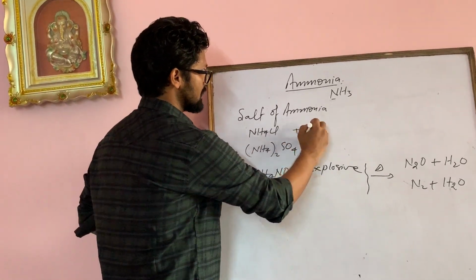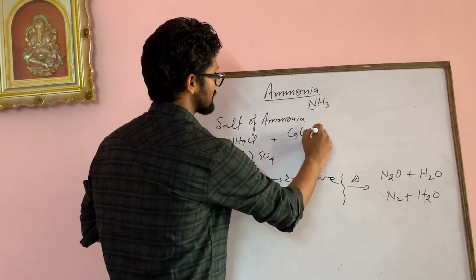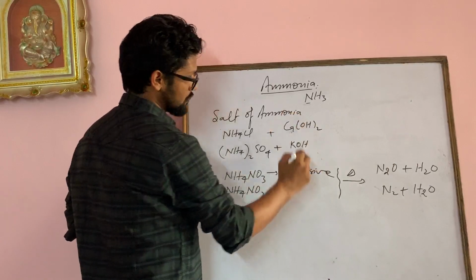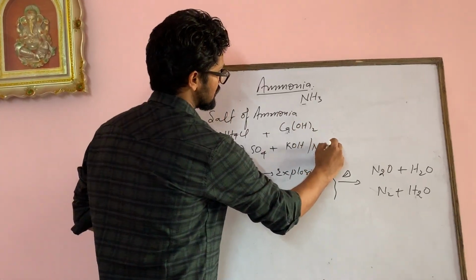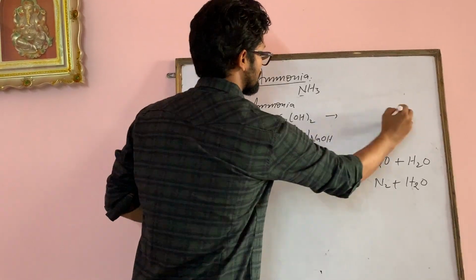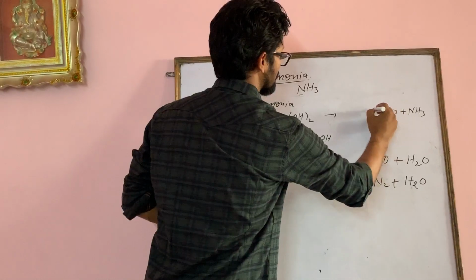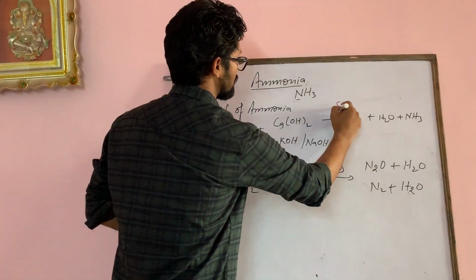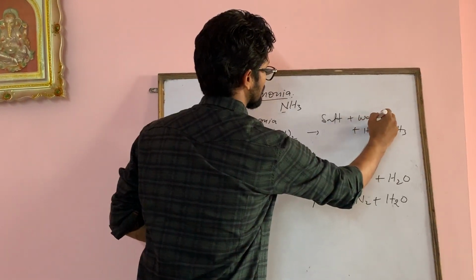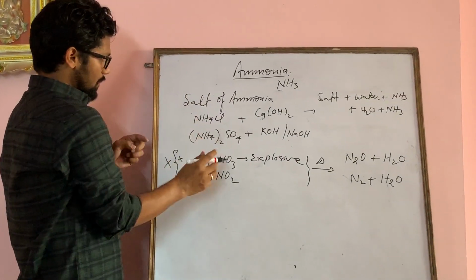When these salts react with a base or alkali, you can take calcium hydroxide, potassium hydroxide, or sodium hydroxide. When they react, they give ammonia gas NH3 plus water plus salt. What will it give? Salt plus water plus ammonia gas. This is the concept.